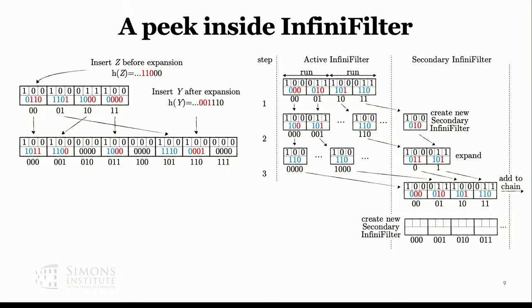And I'm not going to go into details, but just to give you an idea about what goes inside this data structure named the InfiniFilter. So they are really good at naming stuff in the database community. But basically, this is a picture of the succinct dictionary, and you have to split it into several parts, some that are active, some that are secondary and just lying around and so forth.